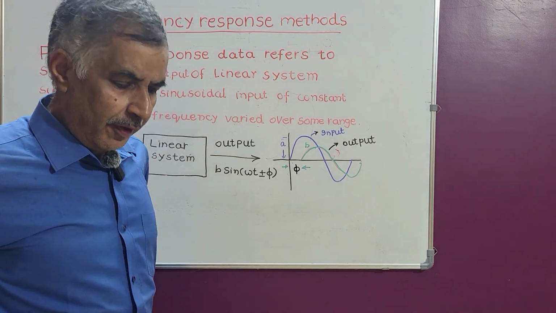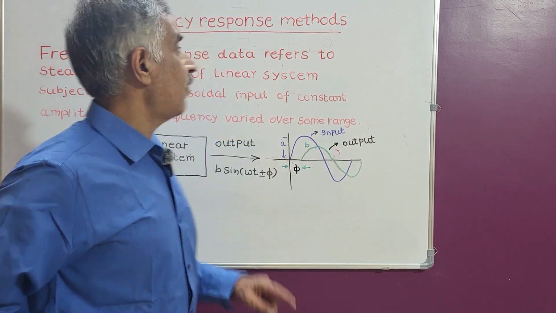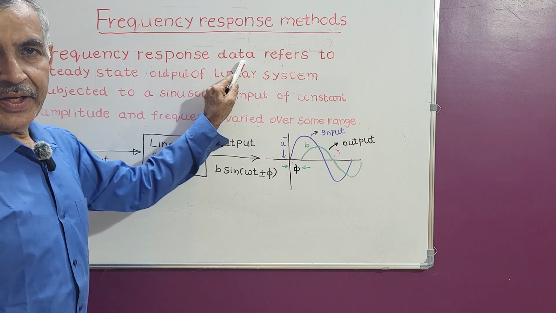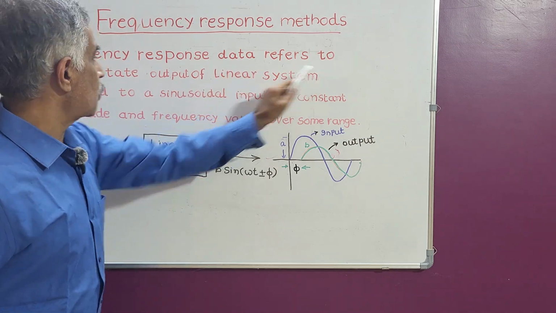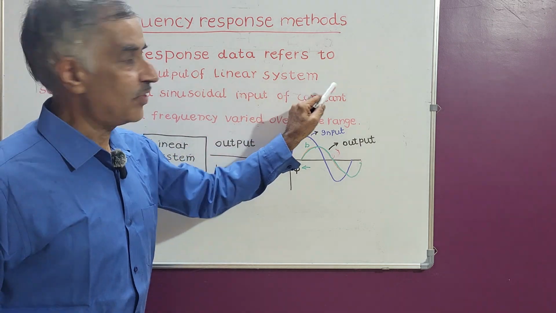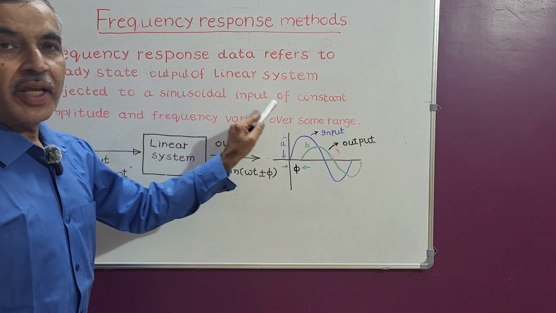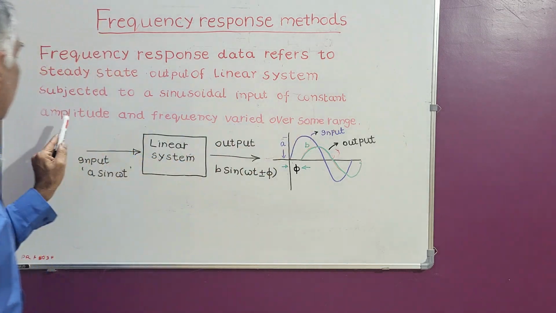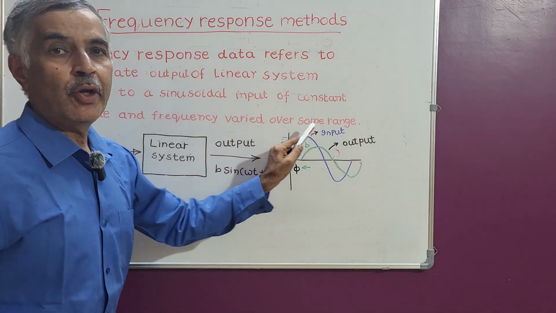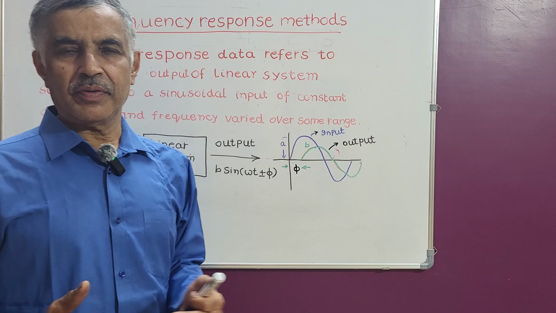What is frequency response method? First you go through the definition. Frequency response data refers to the steady state output of a linear system subjected to a sinusoidal input of constant amplitude and frequency varied over some range.